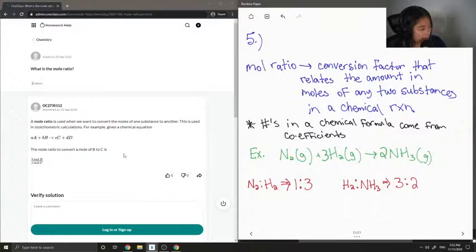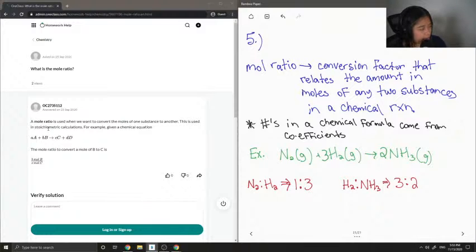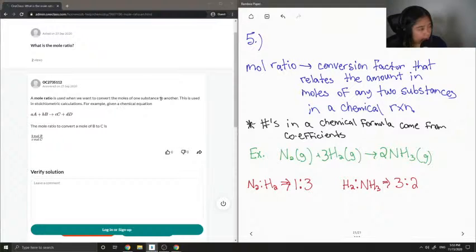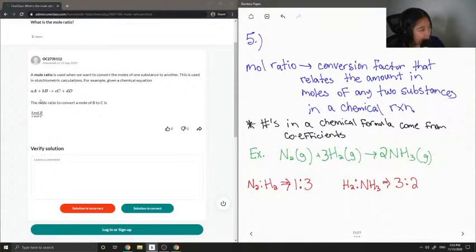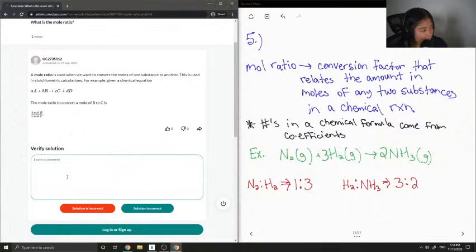Okay, so let's see what the junior tutor said. Mole ratio is used when we want to convert the moles of one substance to another. This is used in stoichiometric calculations. For example, given a chemical equation, lowercase a, b makes c, d, the mole ratio to convert a mole of B to C would be the coefficient of B divided by the coefficient of C. Yep, so this solution is correct.